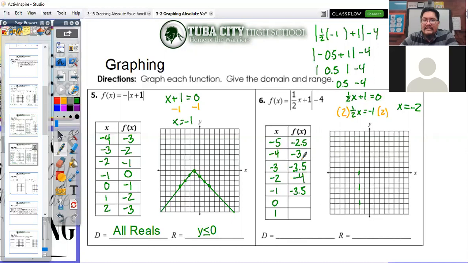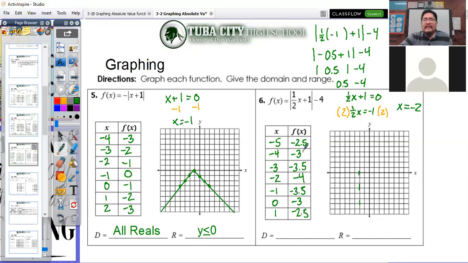And if I plug in 0, anything times 0 is going to be 0. 0 plus 1, I'm sorry, 1. 1 minus 4, and that would be -3. So that one was kind of easy. We didn't even have to do anything. And 1 times anything is going to be that same number. So this is half plus 1, which would be 1.5. 1.5 minus 4 would be negative 2.5, which again is verified because we've already gotten this one.